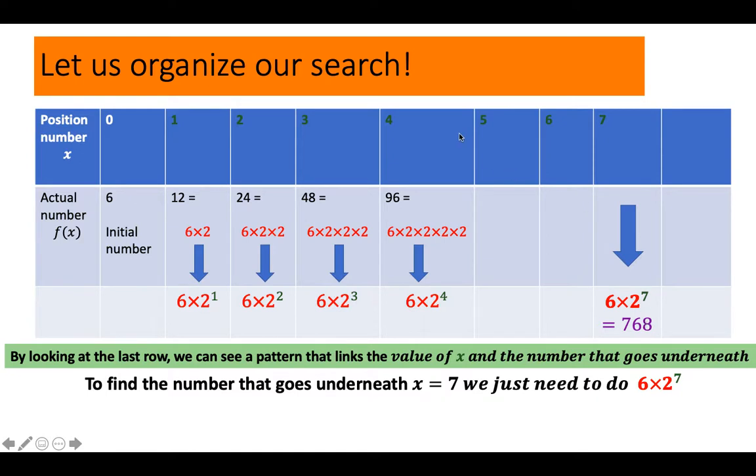But notice that here we have developed a method that allows us to find just any number for any particular value of x. If we were looking for x equals 12, we would do the initial number 6 times 2 to the 12. So that is a more effective way of finding that number without having to do the multiplication by 2 so many times. We will plug it in the calculator and the calculator will do that for us.